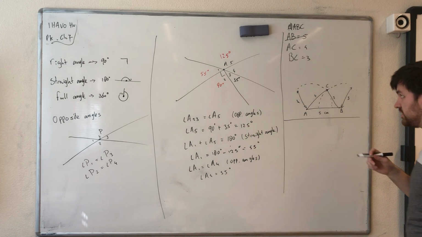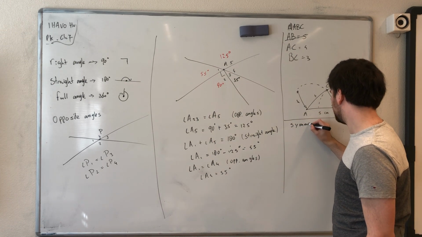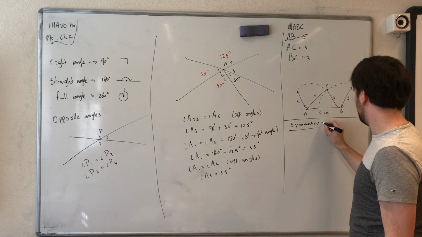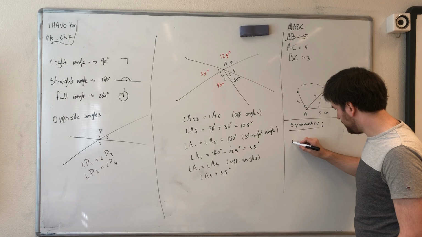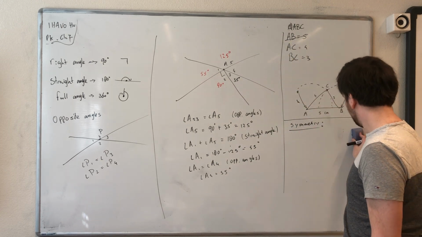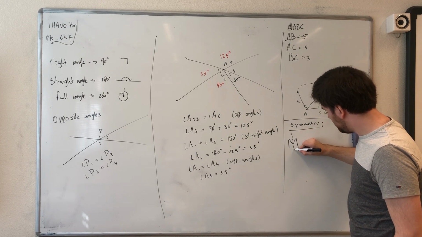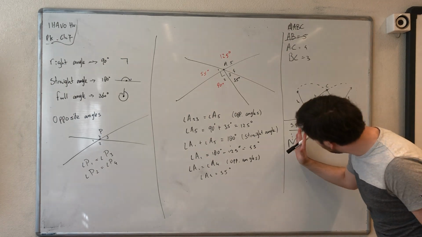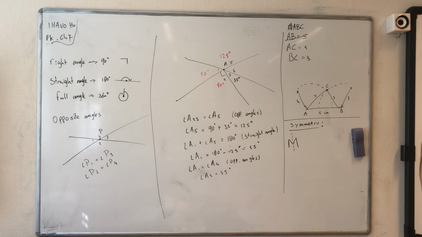One last thing had to do with symmetry. If you're thinking about symmetry, there are 2 types which are important in this chapter. The first one was line symmetry. For example, the letter M. Letter M was line symmetric, because if you would put a mirror like this, it would give you the same image.